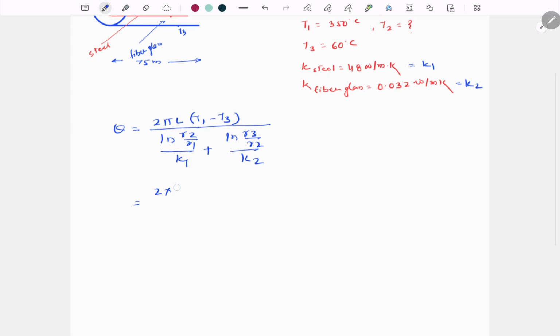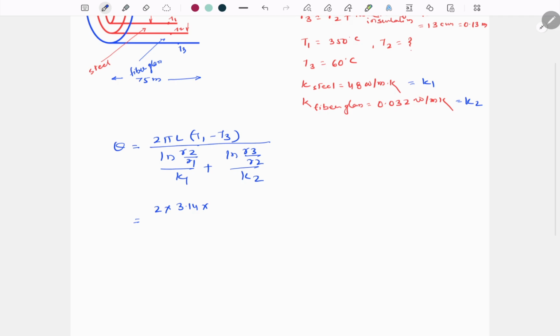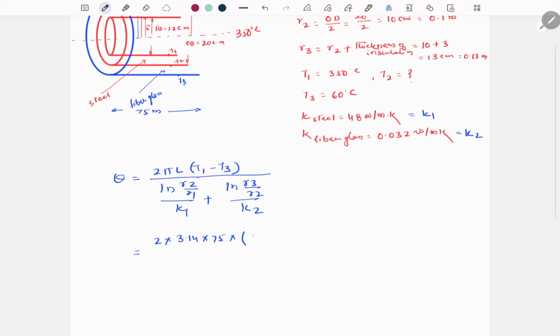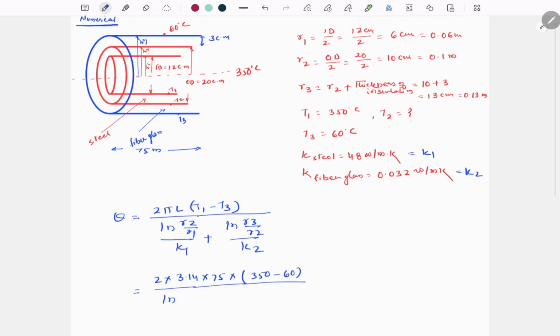2 into pi 3.14. Length of this cylinder is known to us as 75 meter, so let's write 75. Inside wall temperature is known to you, this is 350 minus outside temperature 60, by ln R2 by R1. What is R2? R2 is, either you can write 10 centimeter or 0.1 meter, but the units of R1 and R2 must be the same.